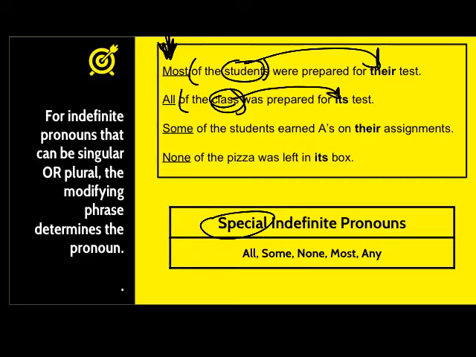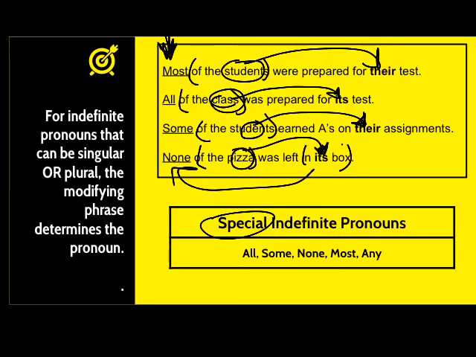Some of the students earned A's on their assignments. Of the students, again, plural, object of preposition, plural pronoun following that indefinite antecedent. And the last one, none of the pizza was left in its box. None, pizza singular, its singular pronoun following that indefinite antecedent.